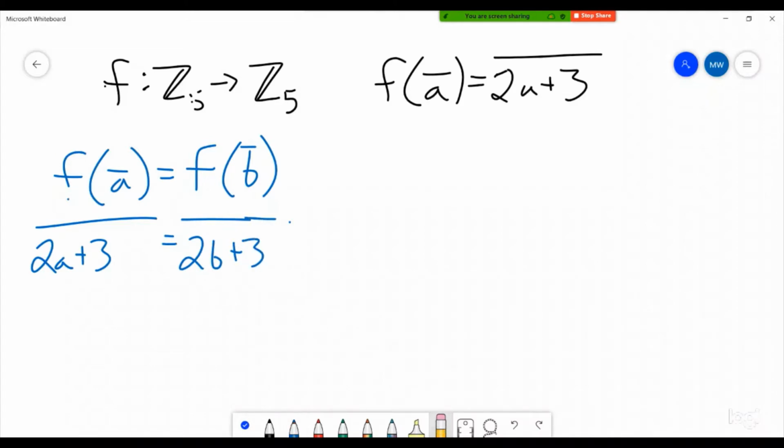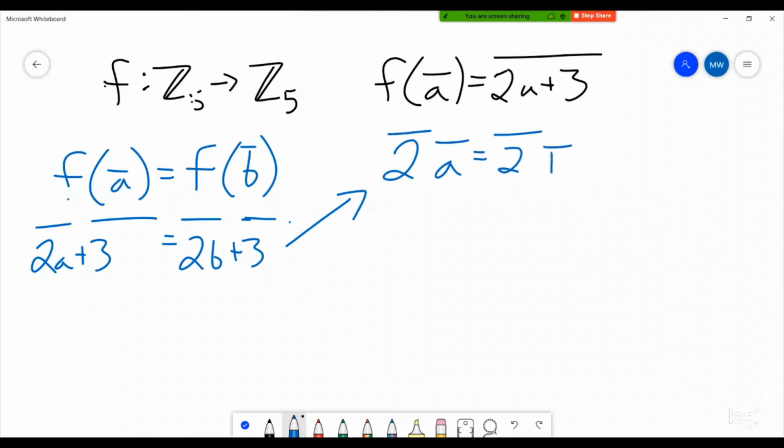And again, we can break this up by addition. So we get the class of 2a plus the class of 3 equals the class of 2b plus the class of 3. And the nice thing about adding is we can add the additive inverses, so we can add the class of negative 3, and that just gives us the class of 2 times the class of a equals the class of 2 times the class of b.